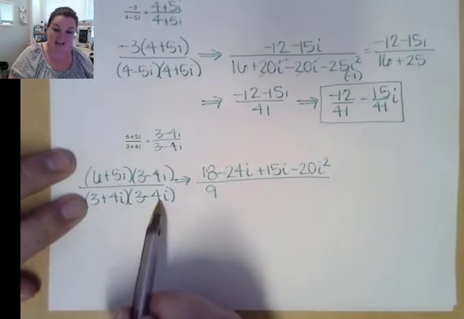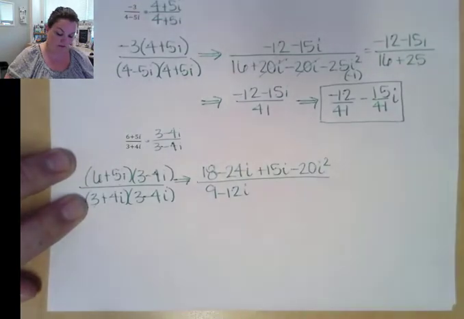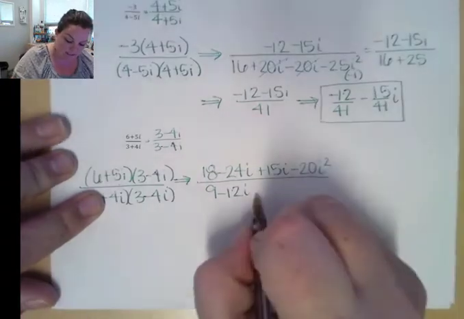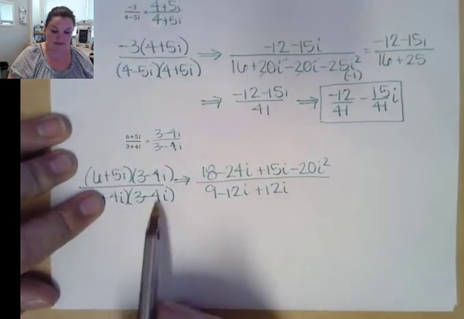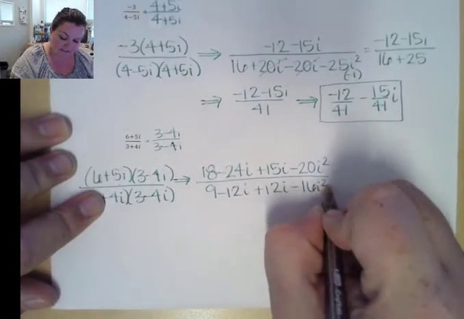3 times negative 4i is negative 12i. Then I'm going to move on to my 4i. 4i times 3 is a positive 12i. And 4i times negative 4i is negative 16i squared.